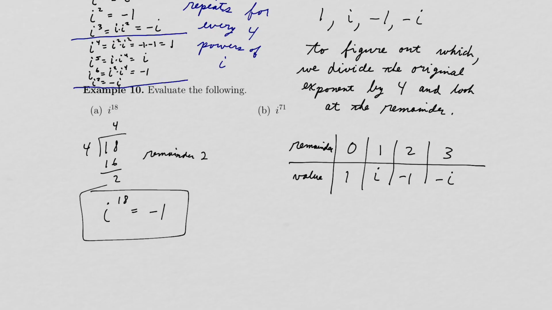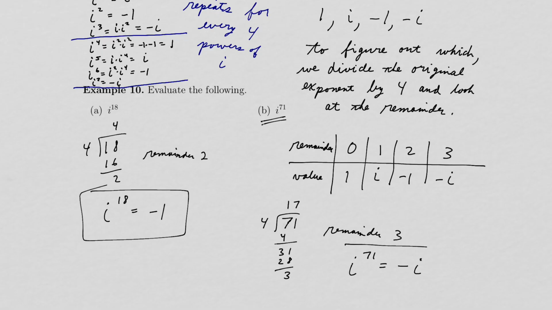What about this one? I to the 71. I take my original exponent, 71, and divide by 4. This is going to go in once, 31, and then 4 goes into 31 seven times, so it'll give me 28. So the remainder is 3. If the remainder is 3, I go to this table here, and my value is going to be -i. So the original problem, i to the 71, simplifies to just -i. So all you have to do is look at the remainder.